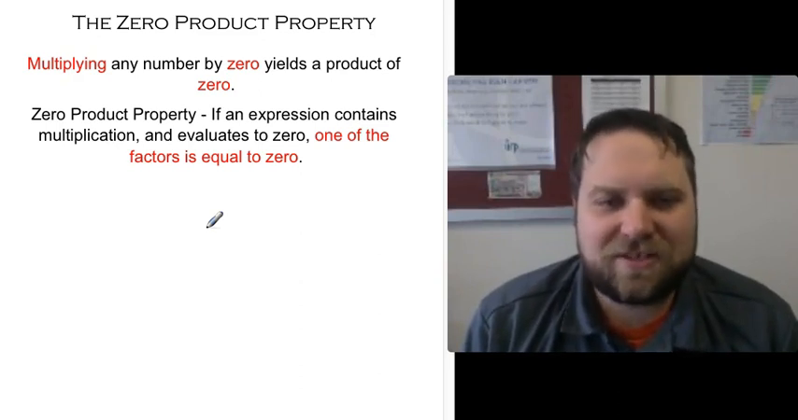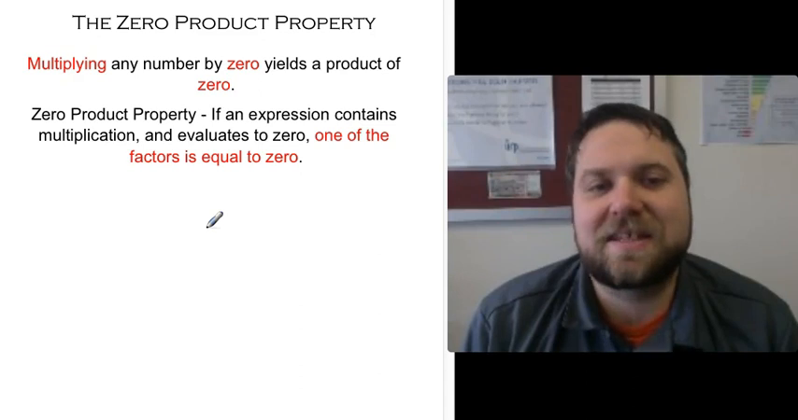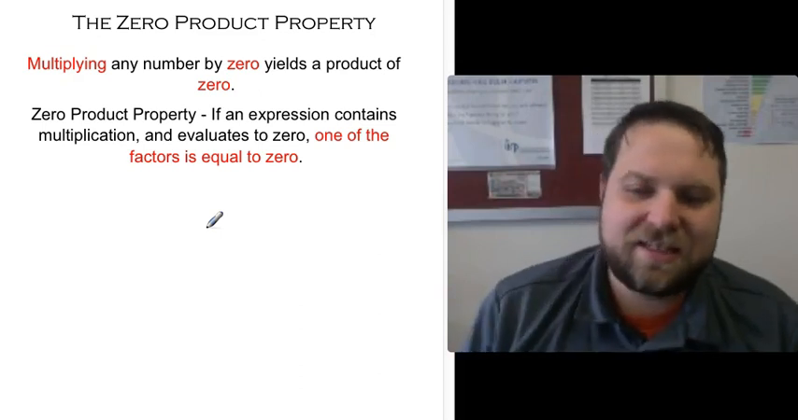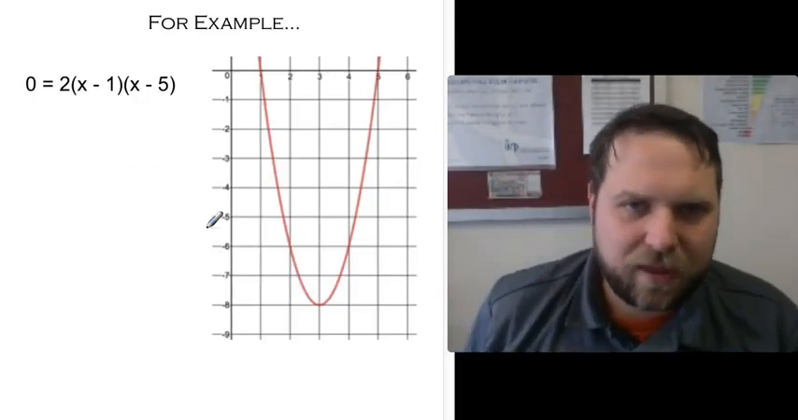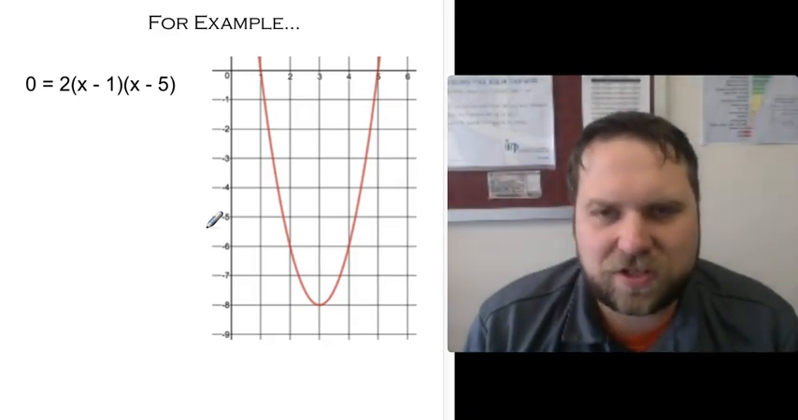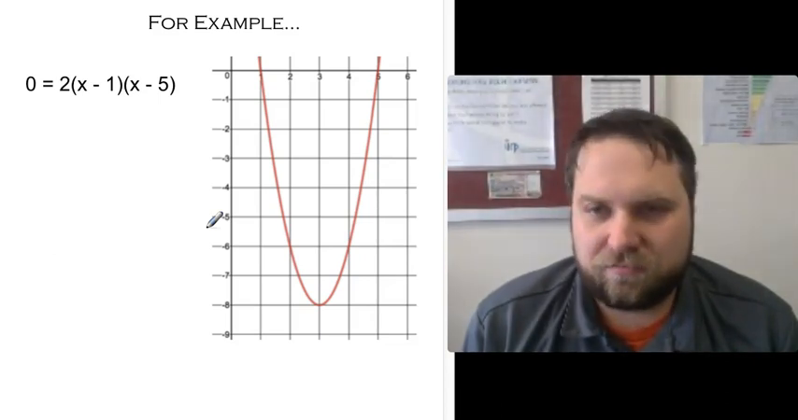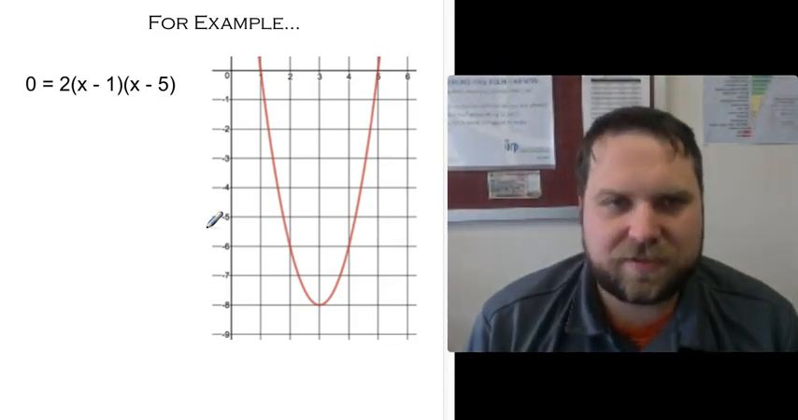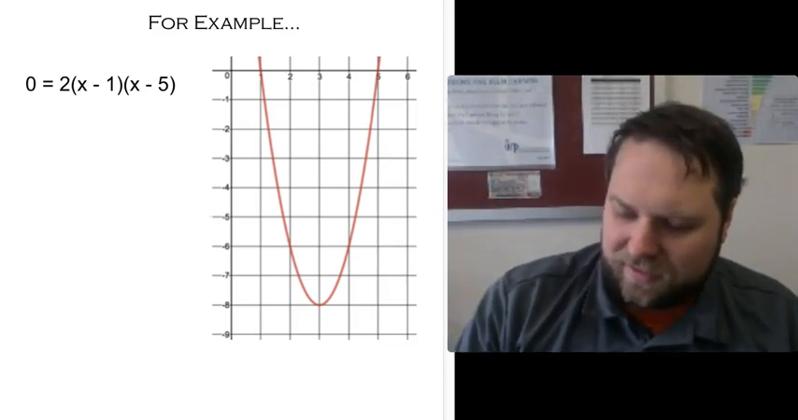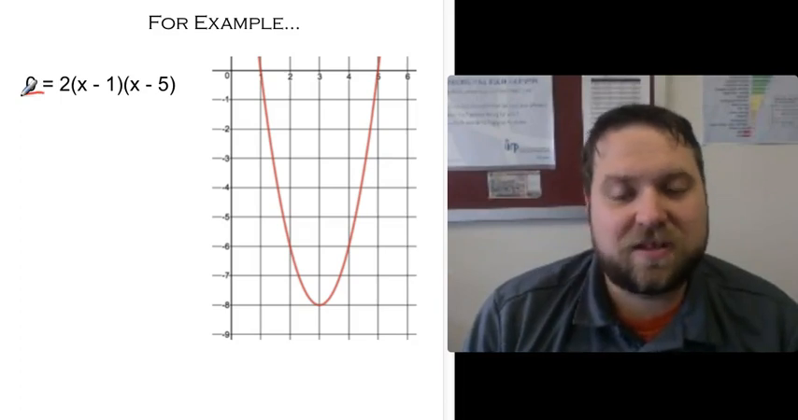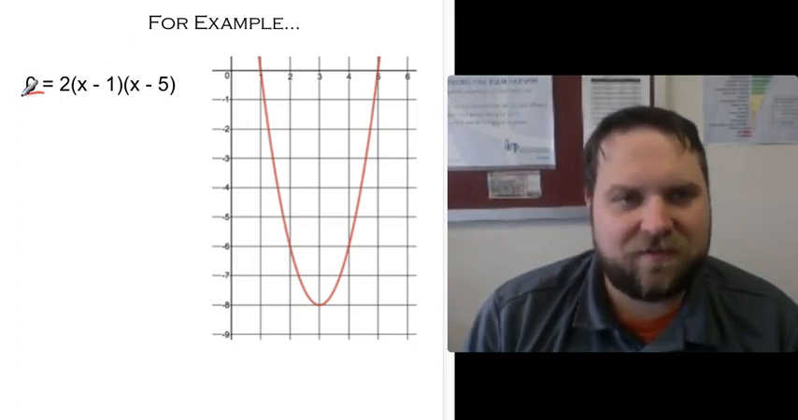So we can take advantage of this with the zero product property that tells us if an expression contains multiplication and evaluates to 0, one of those factors is equal to 0. And so we can go back to our original equation and we can figure out why p and q are my roots, my x-intercepts. So looking at this, I can see that this is equal to 0 because when I solve a quadratic, I always want to solve it set equal to 0.